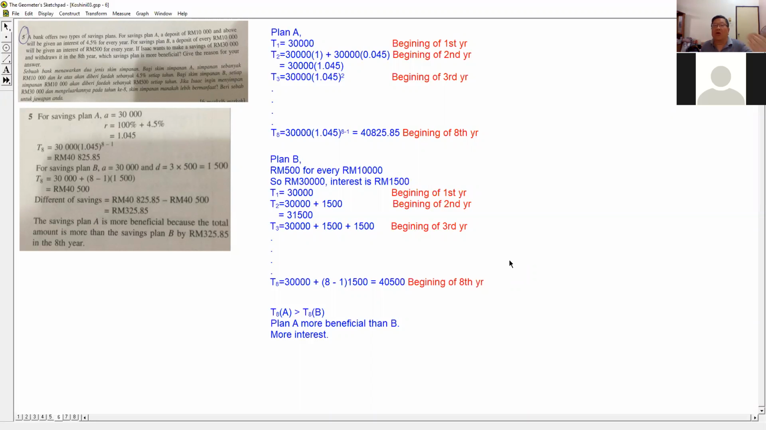So the bank, according to the rules set by them, every 10,000, they will give you 500. So now you have exceeded the next 10,000. So for this year, the 8th year, they should give you 2,000 ringgit, but you cannot collect them until the 9th year. So during the 9th year, they will give you this amount, 40,500 plus another 2,000 ringgit. Okay, can. Then we move on to the next one.